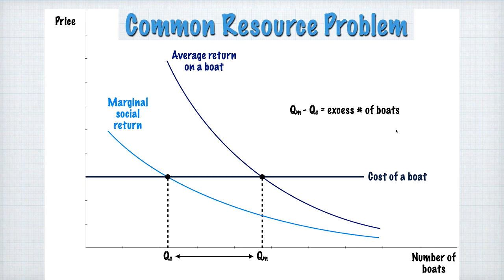So realize that if you have a common resource, it's often referred to as the tragedy of the commons, where because you have a freely available resource, a great many people will use that resource. And because of that, that is the amount that the market is setting based upon the average rate of return on a boat. That quantity of boats is greater than the efficient amount, where we're setting the cost of the boat equal to the marginal social return on that boat.